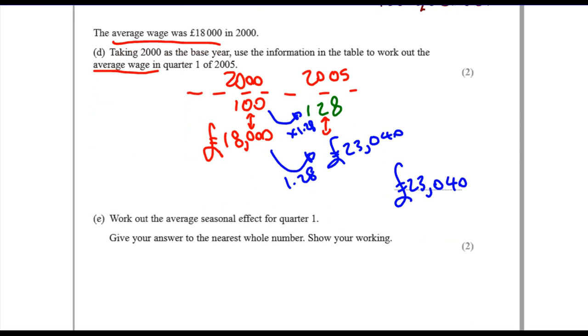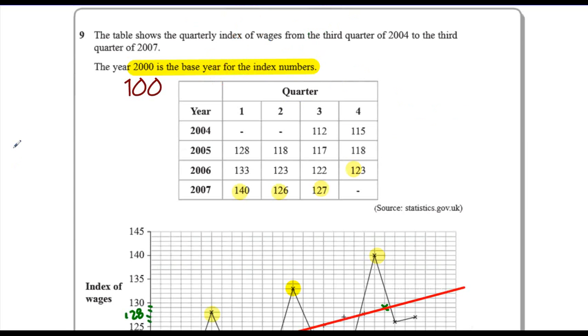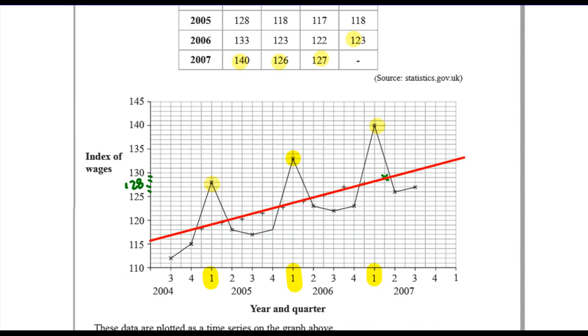Part E. Work out the average seasonal effect for quarter 1. Give your answer to the nearest whole number and show your working. Okay, average seasonal effect. Let's have a look at some of the trends. So 1 has gone right up there, up here, and up here. We want to know exactly how much each one has gone up by, and then we want to find the average of those. Okay, so the difference between this point and the point here: 119, and we've already said this one, 128. So 128 minus 119 is going to be 9. So that's our first number we're interested in. Next one we're interested in is from here, which is 123, up to here, which is 133. So that's a difference of 10.